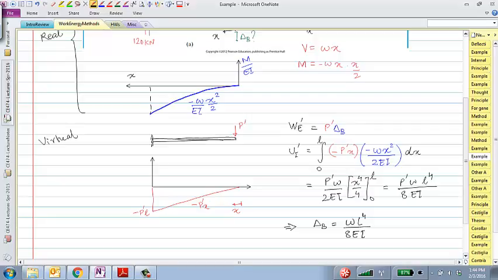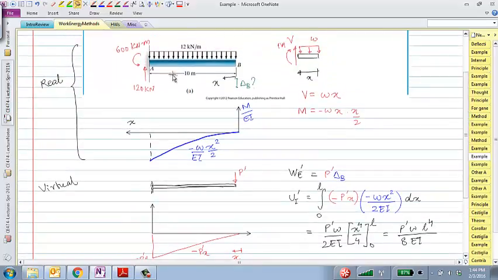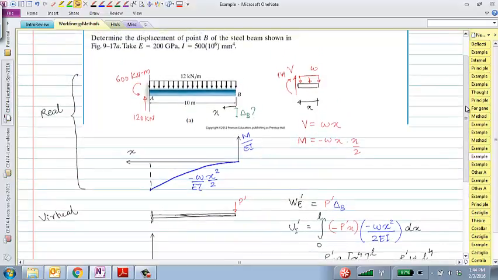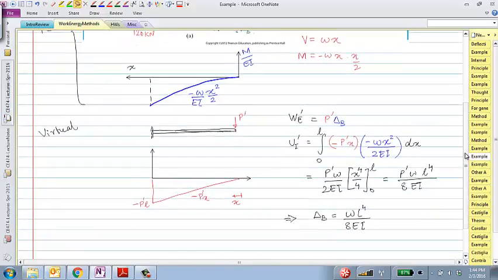And you can plug in the numbers. L is equal to, I believe, 10 meters. Omega is equal to 12 kilonewton per meter. And I think E and I are also given, but I'll leave that for you to do. Any questions on this? It's very similar to the real work, real energy method, but again, much more powerful, much more general. You can find the displacement or rotation at any point in the beam, right? Let's take another example.